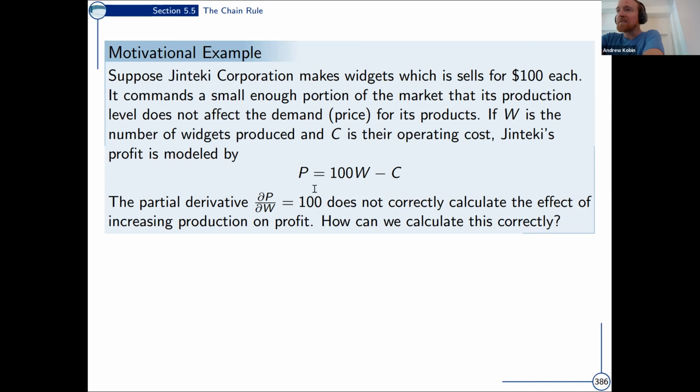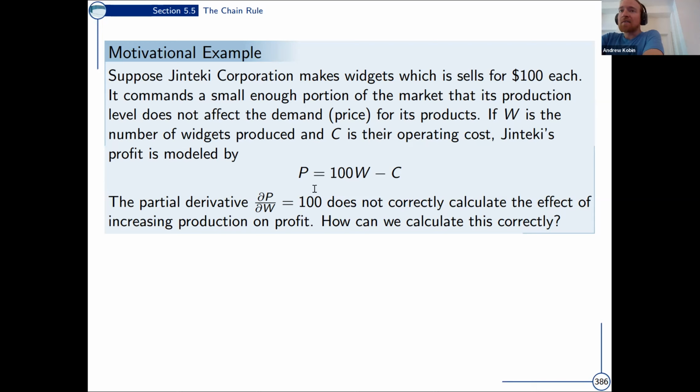However, when we were discussing this problem in class, we did comment on the fact that if we increase production of the number of widgets by a sufficient amount, then that increase in production should affect the operating cost of the whole operation. So we had the equation for Genteki's profit based off of production and sale of these widgets. That was given by P for profit equals 100 W minus C. And again, 100 W is representing the fact that each widget is sold for $100 per unit, and the cost is subtracted because we subtract the operating cost in dollars.